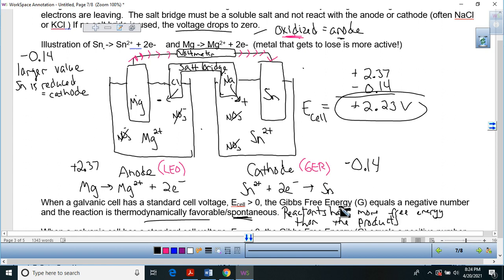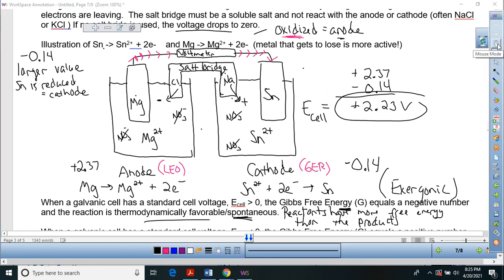We'll talk more about Gibbs free energy in following lessons, but the Gibbs free energy will be less than 0. I'm sorry, it'll be negative. And because it's a negative value, we call this an exergonic reaction. Okay, we'll also talk about that later. So that's something to look forward to. All right, so that's how you do a cell illustration, and that's how you do a cell diagram.